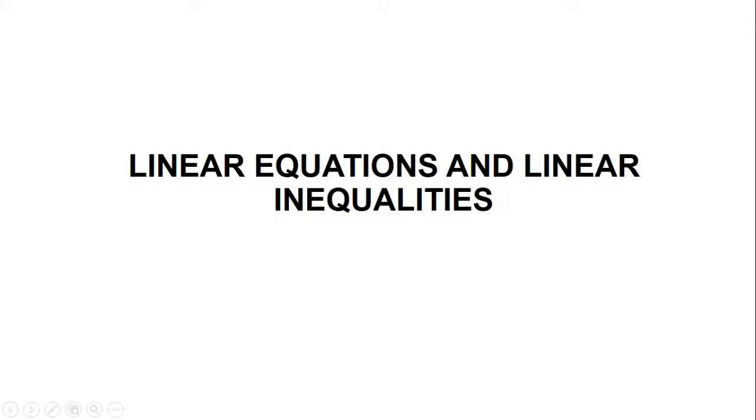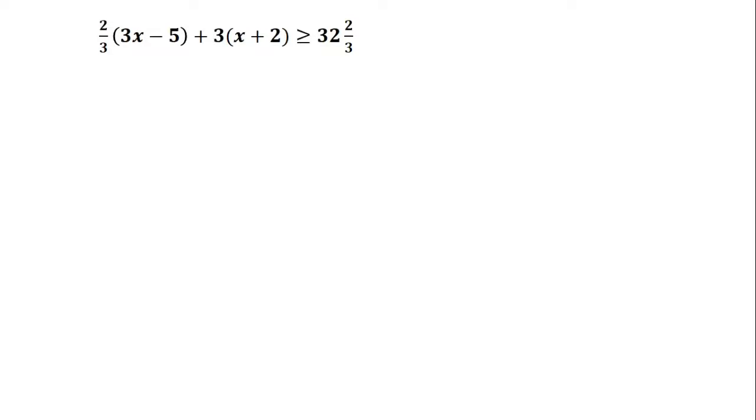We are still on the topic linear inequalities. In the previous video, we looked at an example on solving type 4 of linear inequalities. In this video, we are going to consider another example. So let's look at the question for this video. We have 2 over 3 into bracket 3x minus 5, plus 3 into bracket x plus 2, is greater than or equal to 32 whole number 2 over 3.